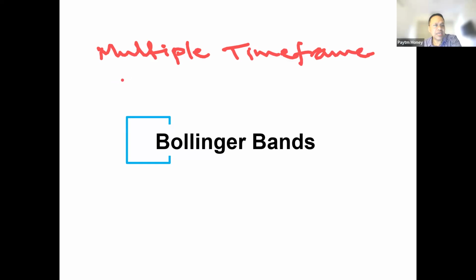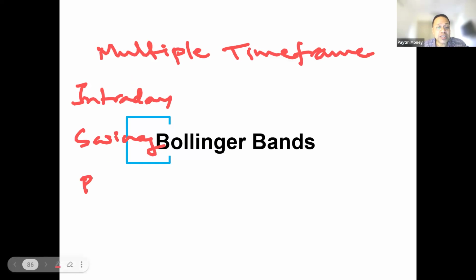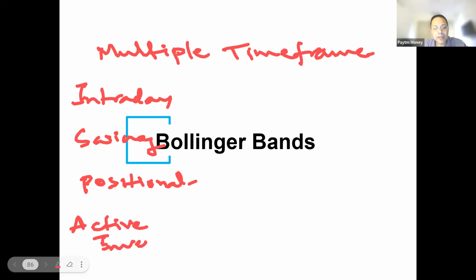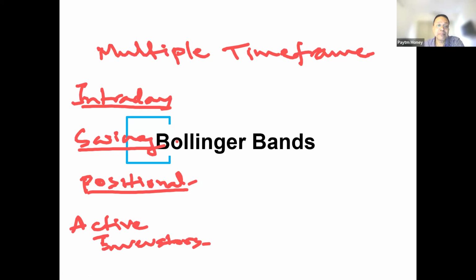Now say, if you categorize your trading style, somebody are intraday traders, some people are swing traders, some people are position traders, some people are active investors. So let's categorize this: intraday traders as well as scalpers.